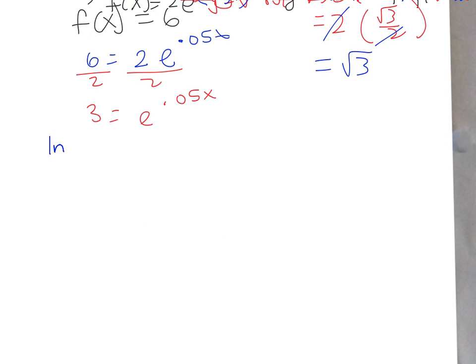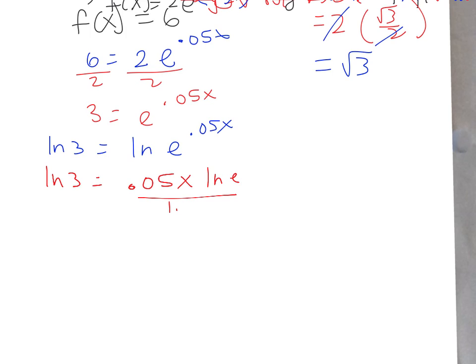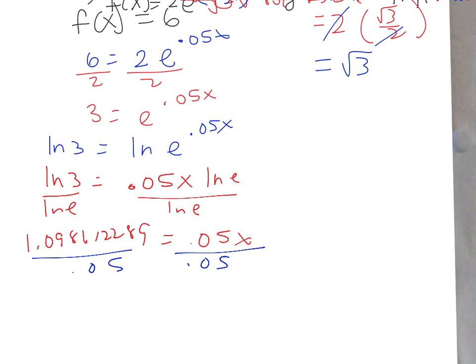So it's ln 3 equals ln e to the 0.05x. And then this will go into the front because that's the rule for exponents. So it's ln 3 equals 0.05x ln e. Divide both sides by ln e. So you just plug ln 3 divided by ln e into the calculator. You get 1.09861229 equals 0.05x. Divide both sides by 0.05. And we get x is equal to 21.97.